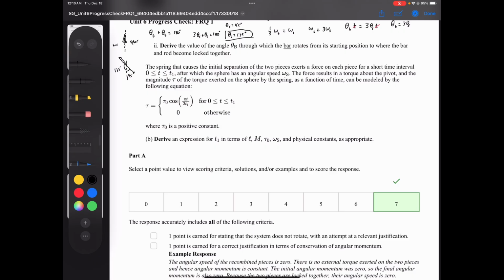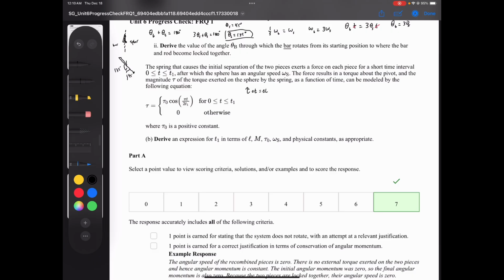So in order to do this, what we need is the impulse-momentum theorem for angular momentum. So we have here tau, so torque times time is equal to the change in angular momentum.